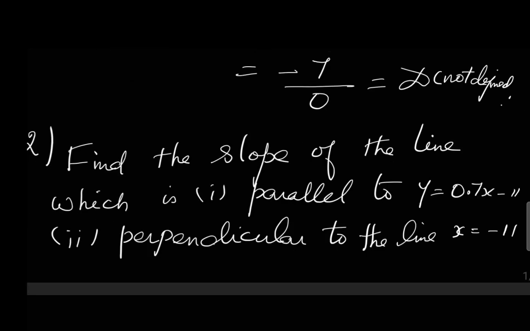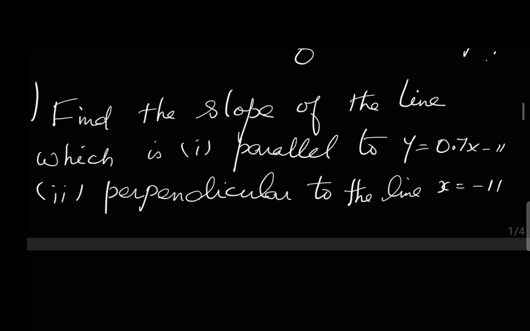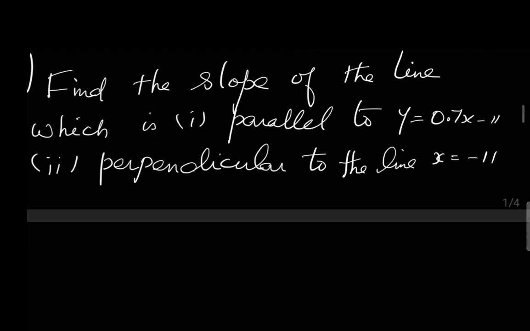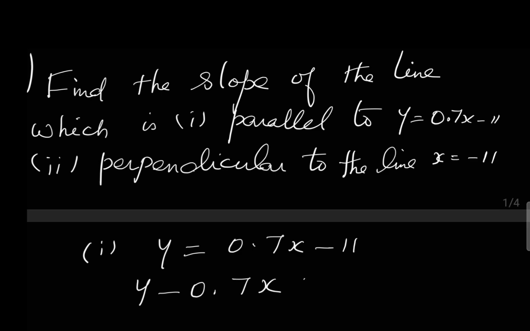Second sum. Find the slope of the line which is parallel to line y equal to 0.7x minus 11. Second one: perpendicular to the line x equal to minus 11. So first, find the slope of the line parallel to the line. First, write the equation in the standard form. Bring all the terms to one side: y minus 0.7x plus 11 is equal to 0.